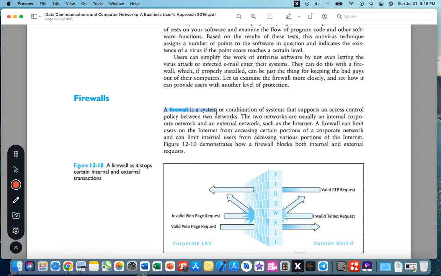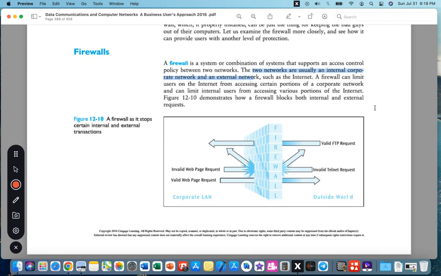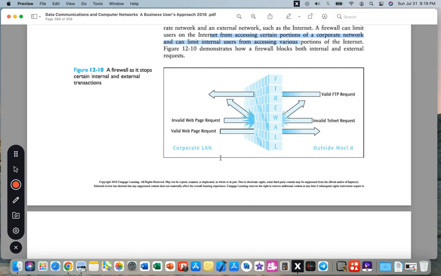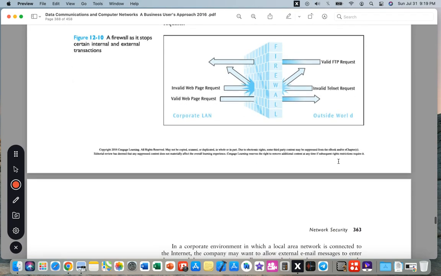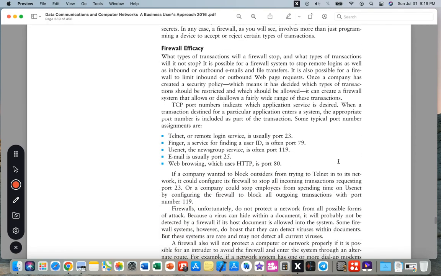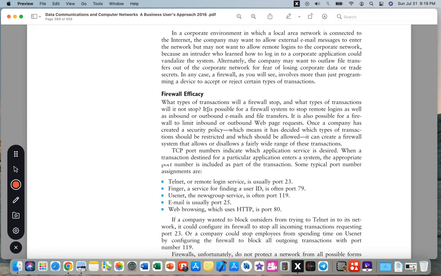Firewalls. A firewall is a system or combination of systems that supports an access control policy between two networks. The two networks are usually an internal corporate network and an external network, such as the Internet. A firewall can limit users on the Internet from accessing certain portions of a corporate network and can limit internal users from accessing various portions of the Internet. So just a wall, just like that, between corporate and outside. Firewall efficacy.